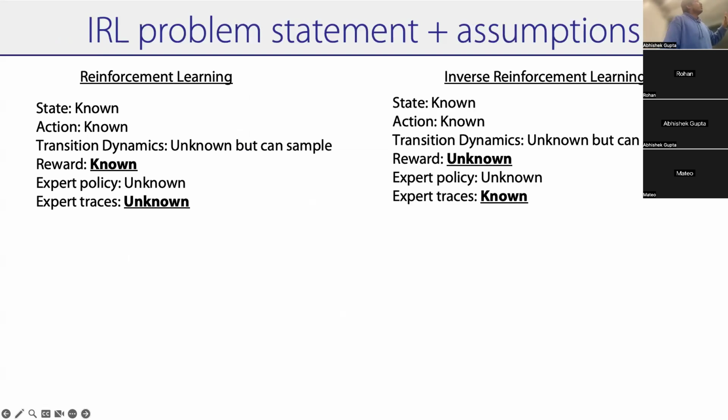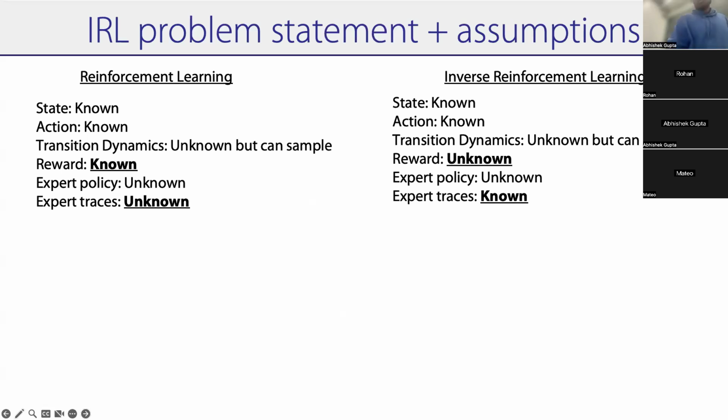In inverse RL, your state is known, your action is known. You don't know your transition dynamics, but you can sample from the environment. That's an important difference: you can sample from the environment in inverse RL. In behavior cloning, you cannot. The reward is unknown, the expert policy is unknown, but you have been provided expert traces.